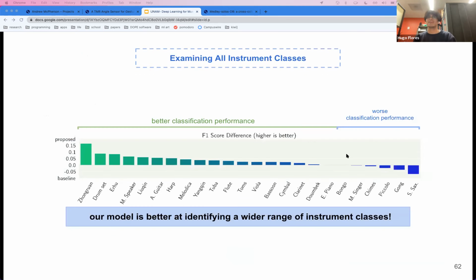And the last experiment we did was we looked at each individual classification performance for each instrument, and we found that our model does better at classifying a wider variety of instruments. For 75% of the instrument classes in our test dataset, our model was better at identifying them when compared to the baseline, which was the whole point of this research work: being able to classify a wider variety of instruments that our model has never seen before.